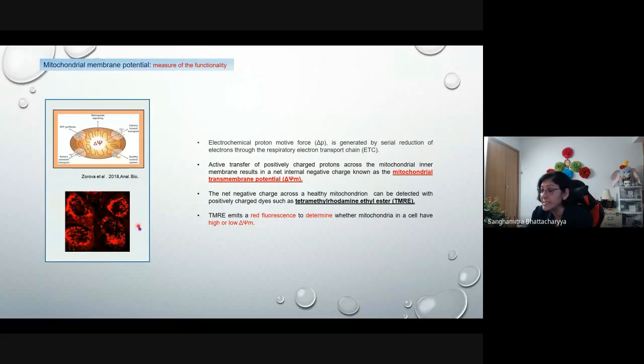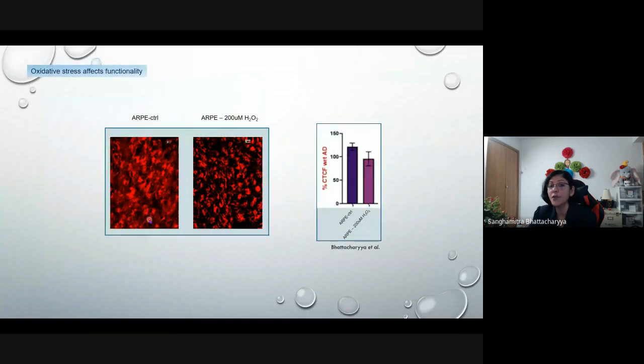So the intensity of fluorescence depends on the transmembrane potential. If it's a high membrane potential, we get high intensity. If it's a low membrane potential, we get a low intensity. Having said that, when we look at our experiments, we have a control set. So you have seen how we set up our experiment. We treat one group of cells with 200 micromolar hydrogen peroxide, whereas the other set stays as the control. We then label them with this TMRE dye and wait for an hour to see the results under the microscope.